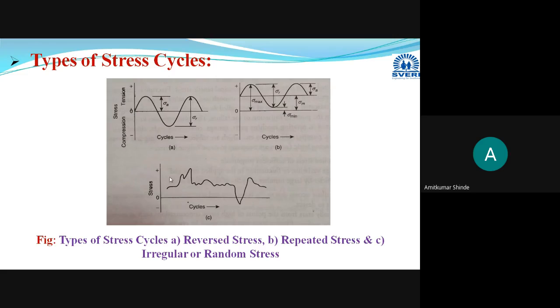Now here two important terms will be there: the fatigue limit and fatigue strength. These two important terms are a little bit confusing, so you have to understand them. I will repeat it again. The fatigue limit or endurance limit is related to the ferrous alloys, and fatigue strength or endurance strength is related to the non-ferrous alloys.